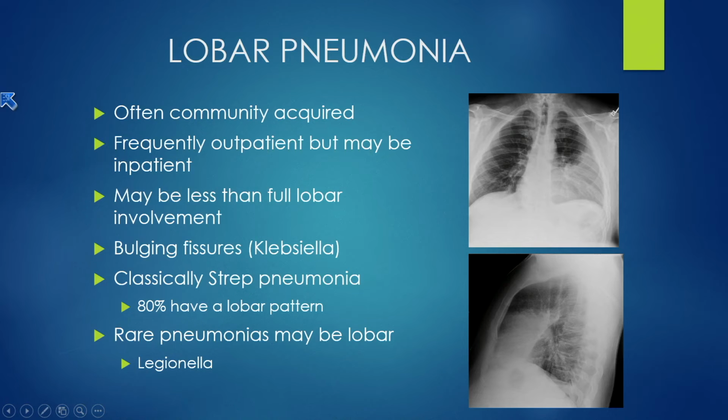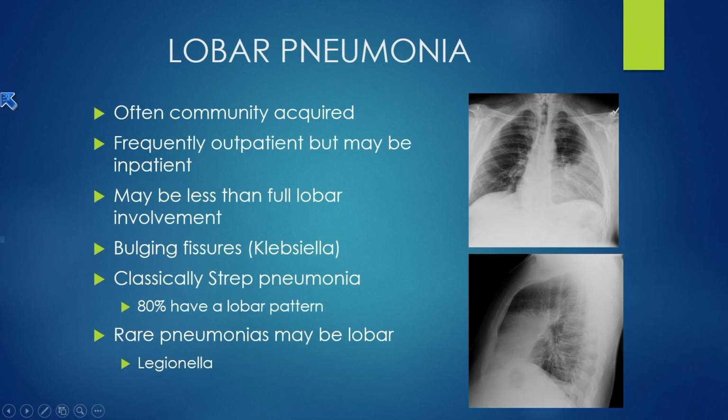So lobar pneumonia, of course, everybody knows, is defined by its distribution. It's often community acquired, frequently outpatient, particularly if the patient doesn't come immediately to the emergency room. It often isn't, in fact, fully lobar; it's a little less than lobar. There are some classic descriptions. If you go back to before my residency even, Klebsiella was said to have bulging fissures. It was also called Friedlander's pneumonia in those days, a term nobody knows anymore.